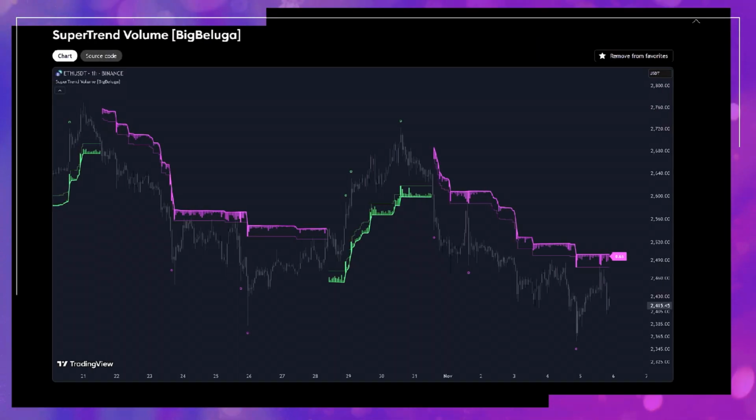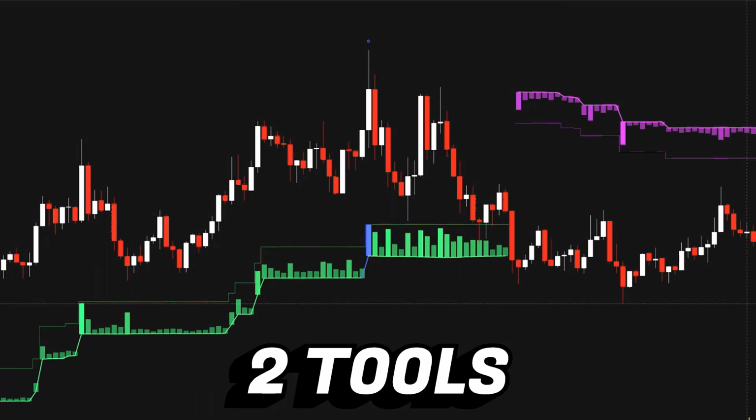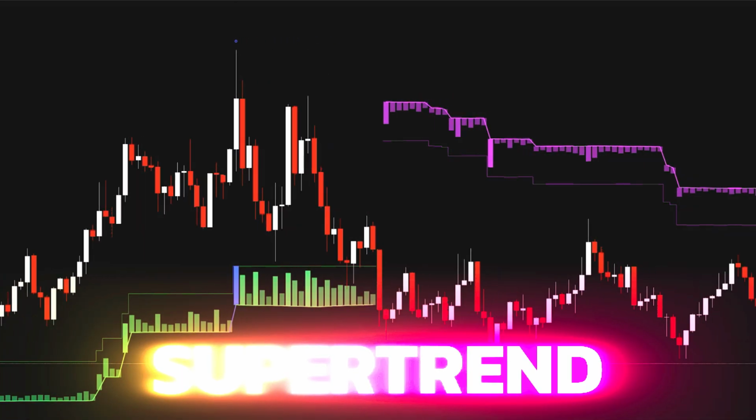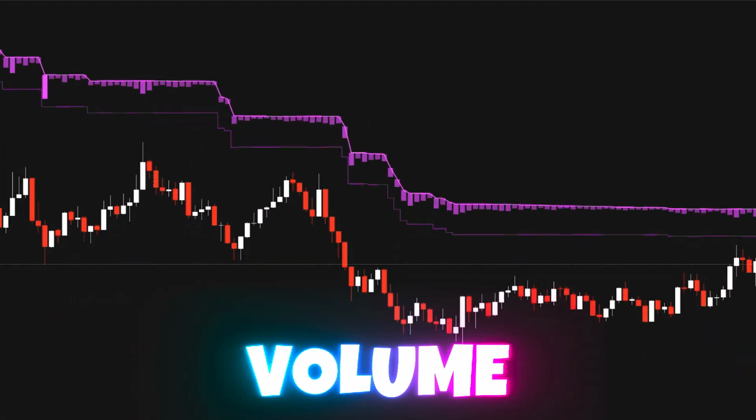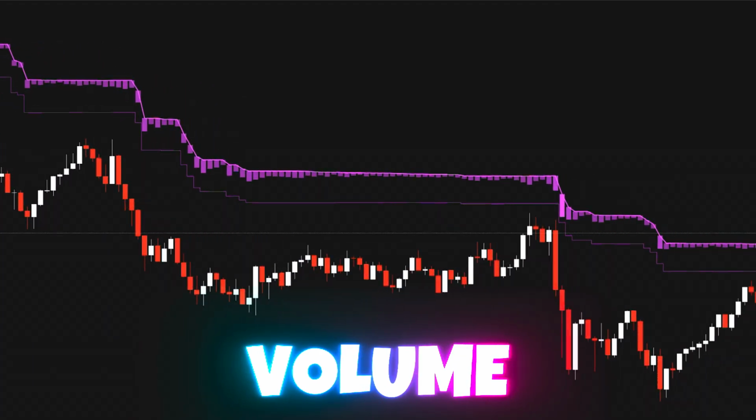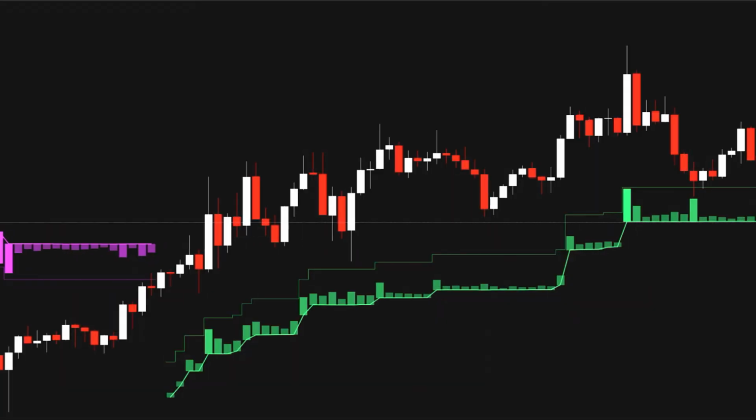Okay, next indicator. This one is the Super Trend Volume by Big Beluga. It's another really useful tool on TradingView. How it works is, it combines two things: the standard super trend, which tells you about the main trend, and volume. Why volume matters here? It shows you the strength of buying and selling pressure. It uses the super trend idea to create these bands on your chart that basically follow the price. They are not static, they adjust as the market moves.